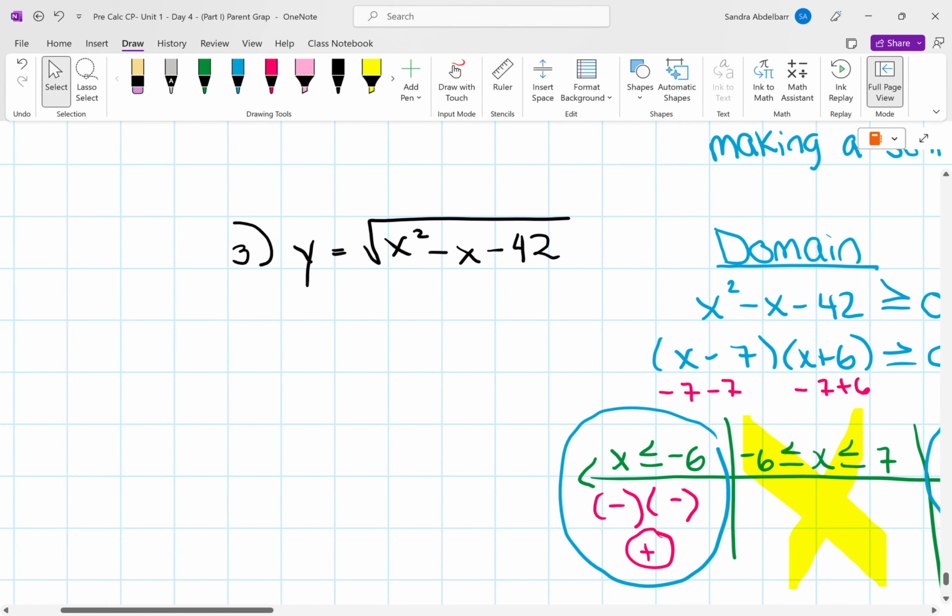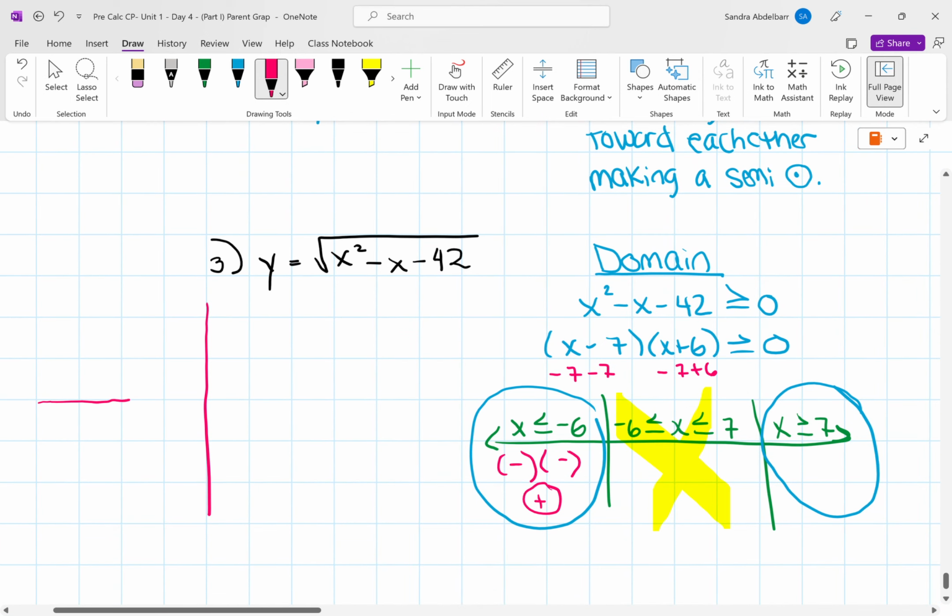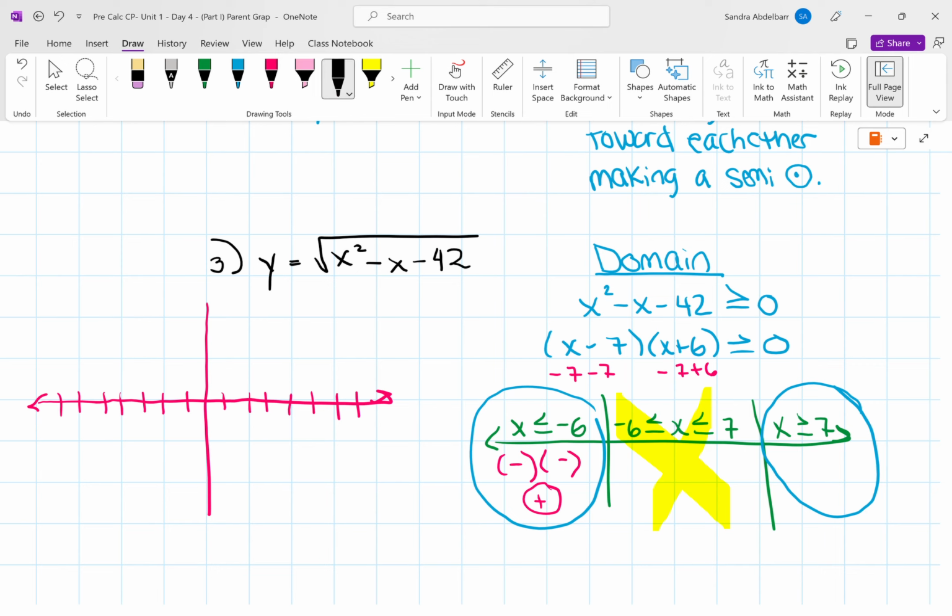So now this is going to help us graph. So I have 1, 2, 3, 4, 5, 6, and 1, 2, 3, 4, 5, 6, 7. Okay, so my domain is saying I need x less than or equal to negative 6. What am I going to do with that here? We know these are shooting stars. What am I doing with x less than or equal to negative 6?